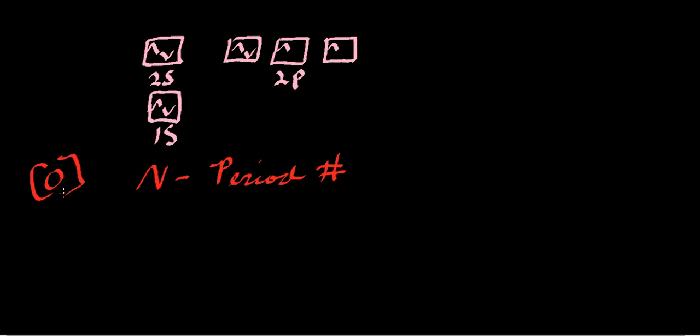So the period number. Our N is going to equal, well, if we look at a periodic table, the row number is 2. The period number is 2. So that is going to be 2.